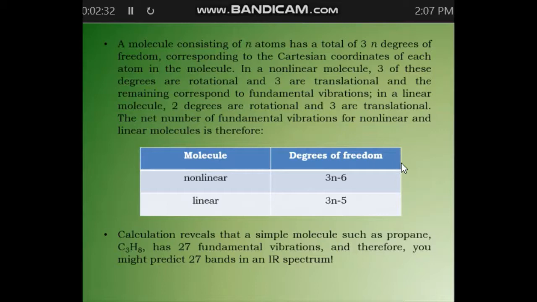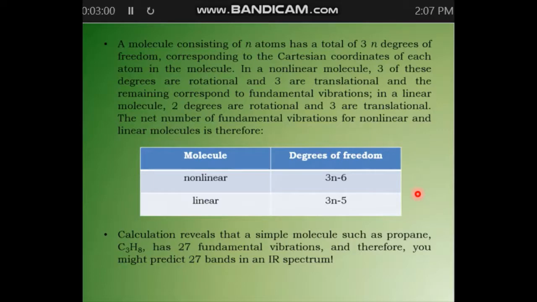So the number of spectral lines of any molecule in the spectrum depends on the number of vibrations. The number of vibrations is given by degree of freedom. For a nonlinear molecule, degree of freedom is 3n minus 6. For a linear molecule, the degree of freedom is 3n minus 5. Here the n represents number of atoms.